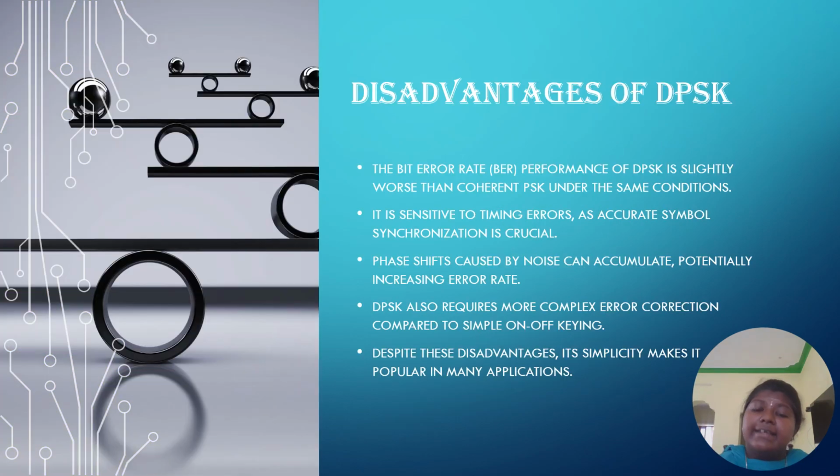And next slide. These are the disadvantages of DPSK. The bit error rate performance is worse than coherent PSK under the same conditions, and it is sensitive to timing errors. Noise also increases the error rate, and even small external disturbances increase the error rate. So DPSK has a higher error rate, and DPSK is more complex in error correction compared to simple on-off keying. Despite these disadvantages, because of its simplicity many applications use DPSK.